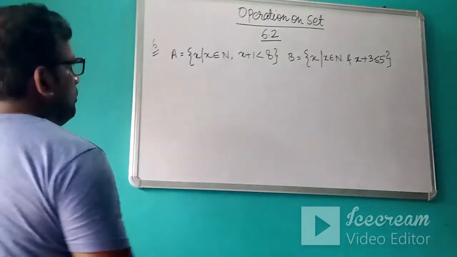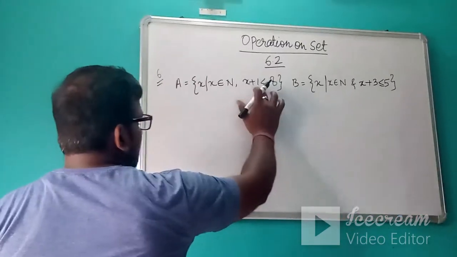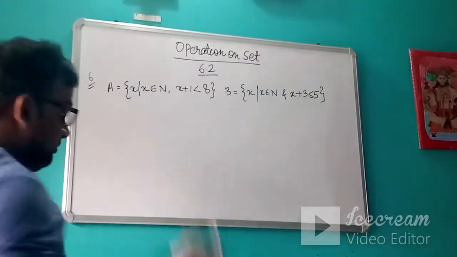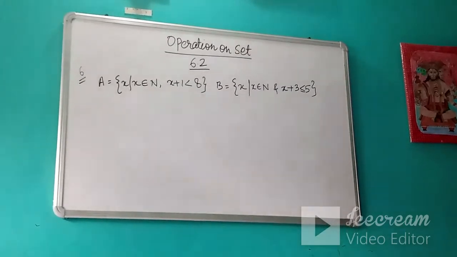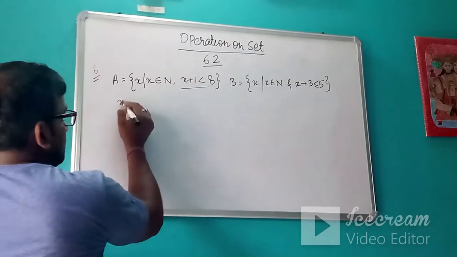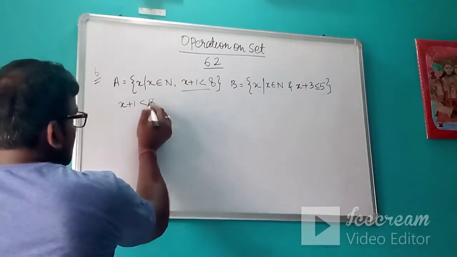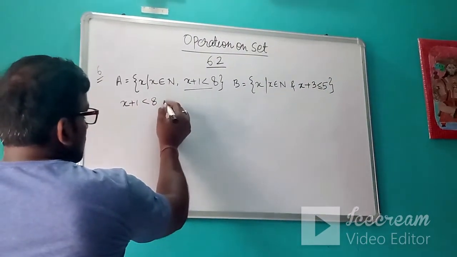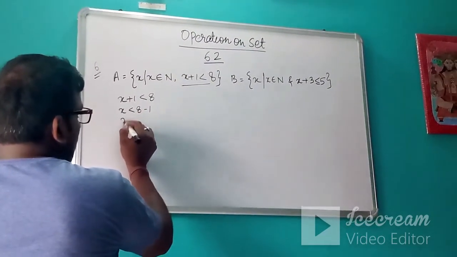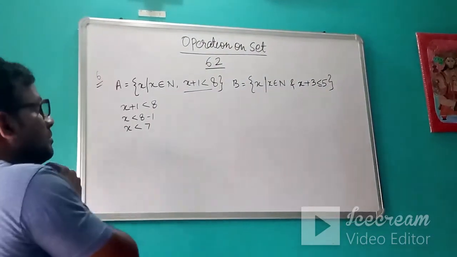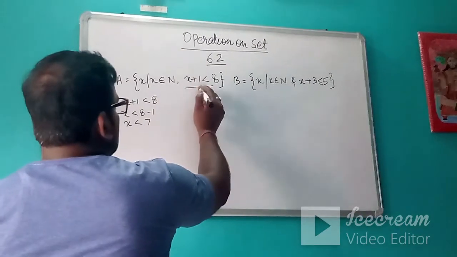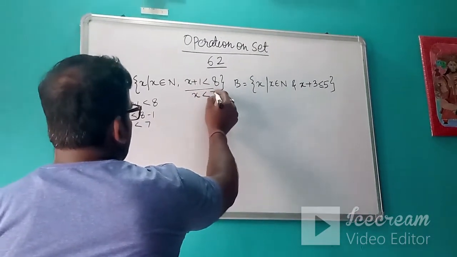So let's discuss one more question. Suppose a set A is given like this and one more set B is given like this. Like I have told you, first we will convert this set into the roster form. First we will take this inequality, x plus 1 less than 8. Then this 1 will go there, so you will get x less than 8 minus 1, or x less than 7. Now we can replace x plus 1 less than 8 by x less than 7.